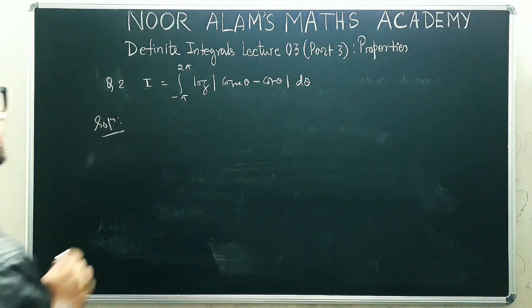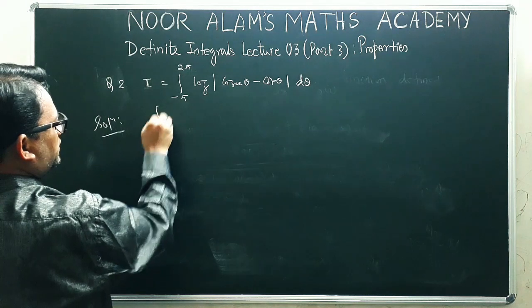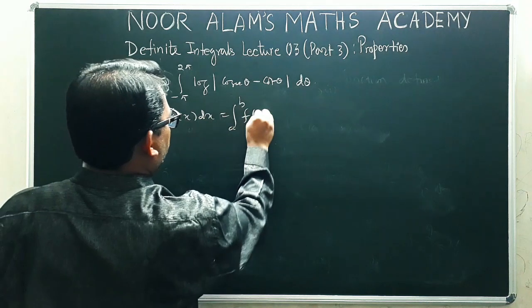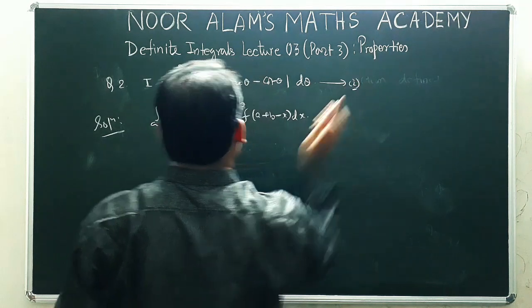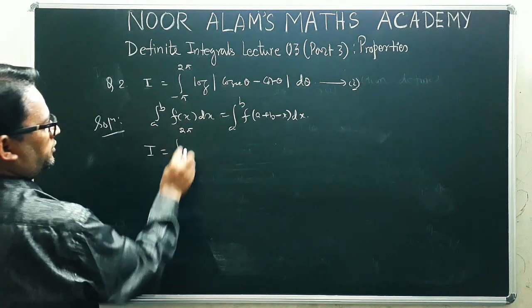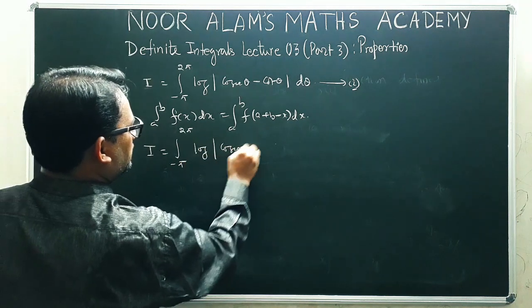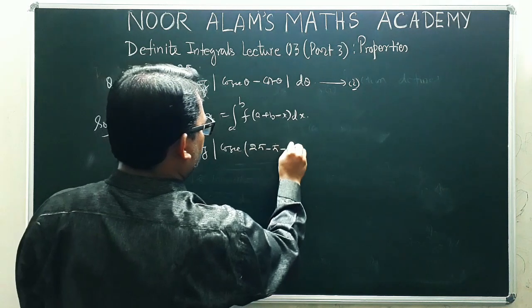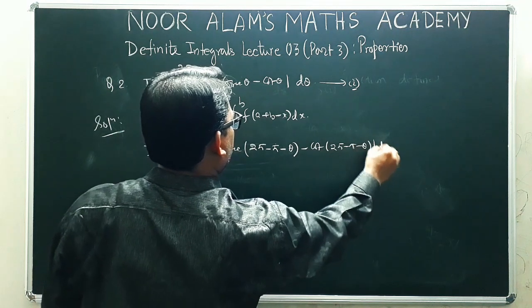we use the same property that we have studied as property 4, that the integral from a to b of f(x) dx we can write as the integral from a to b of f(a plus b minus x) dx. Call this equation 1. Here on this integral we apply the same property, minus pi to 2 pi. Now when you add minus pi plus 2 pi we get pi. The log of mod cosec theta is replaced by cosec of (pi minus theta), with upper limit and lower limit added, and cot of (pi minus theta), d theta.